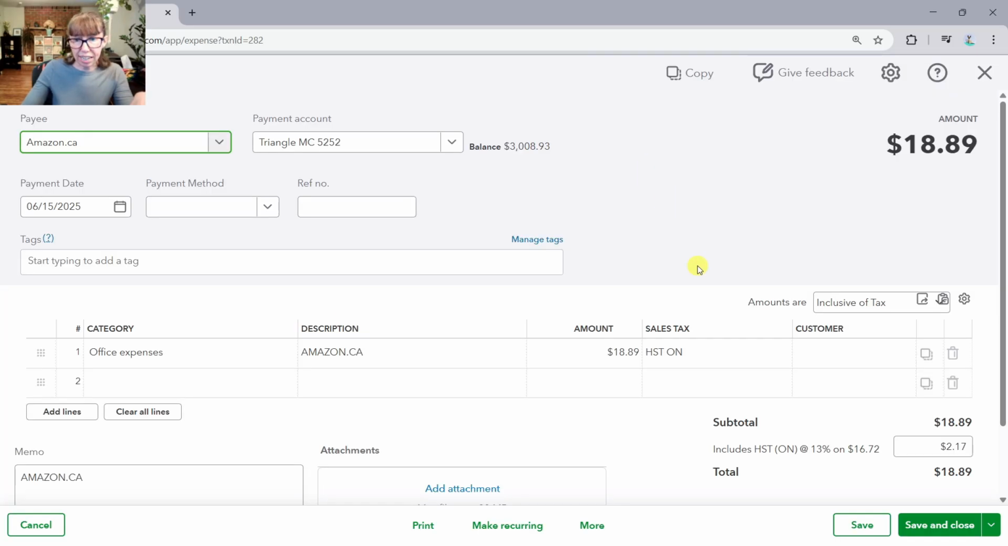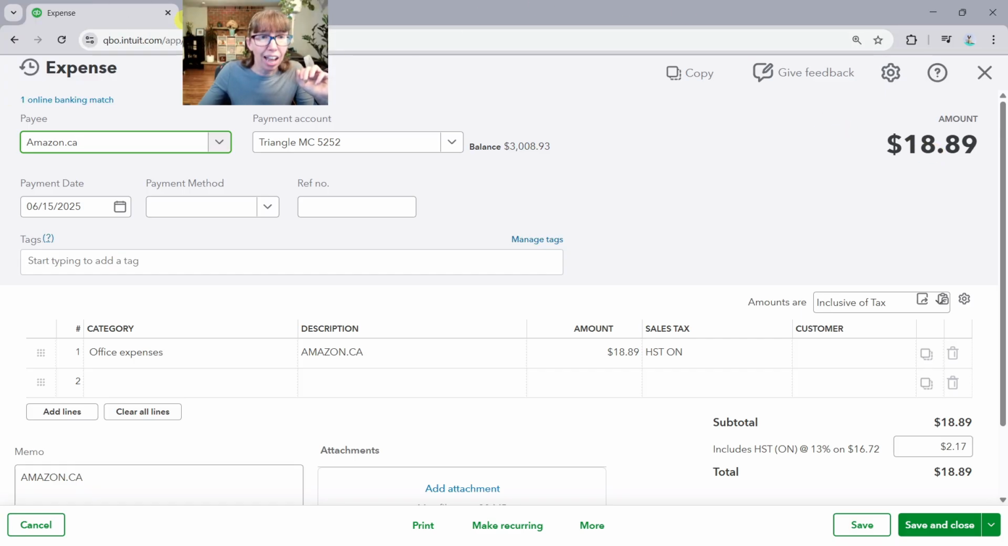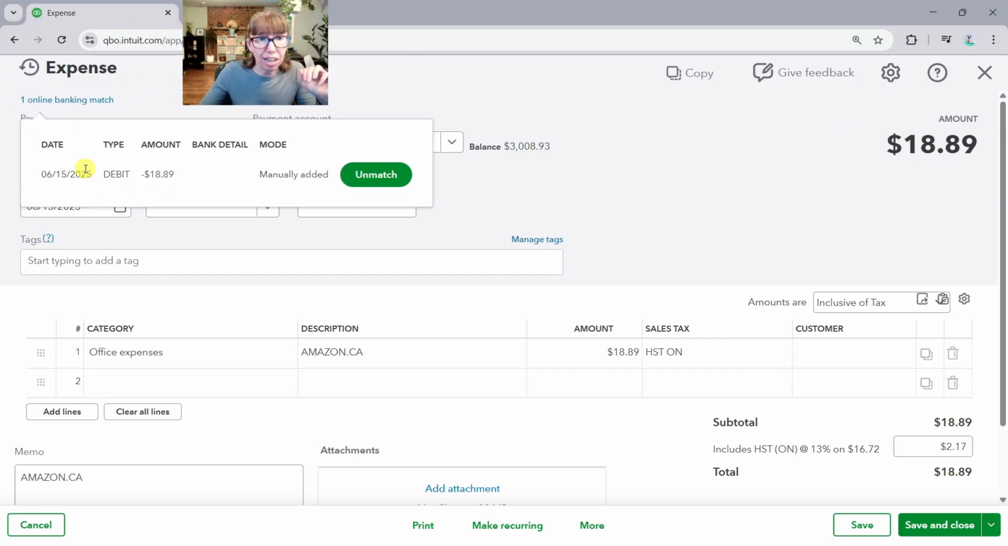Here's that Amazon. And we can see that what it's done is it's gone ahead. We didn't make a typo on the payment date or the amount because that all got entered for us from the bank feed. So there's a benefit. Another benefit is the online banking match has already been matched and cleared away. It did that for us as well, so saved us that step.